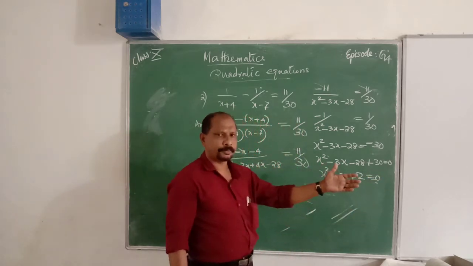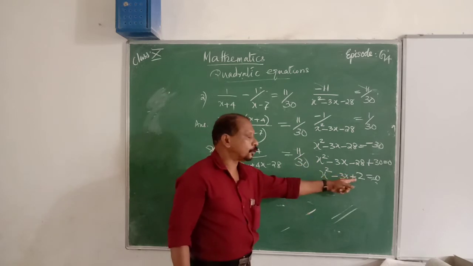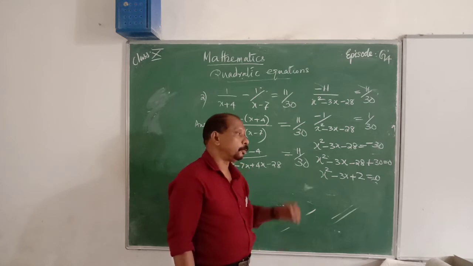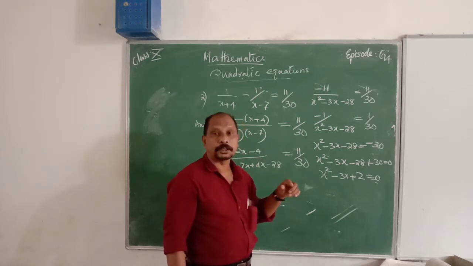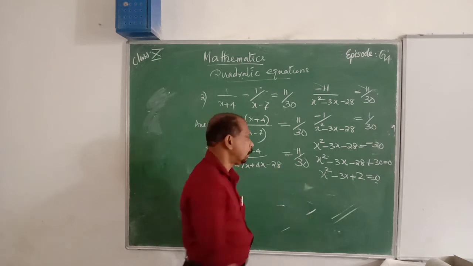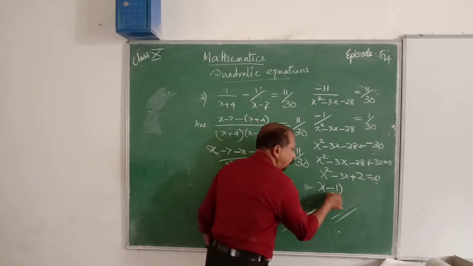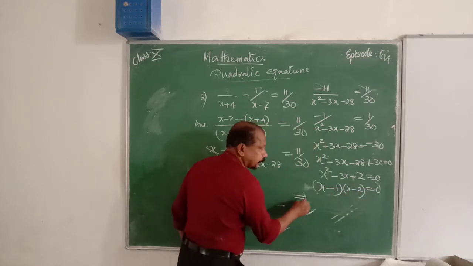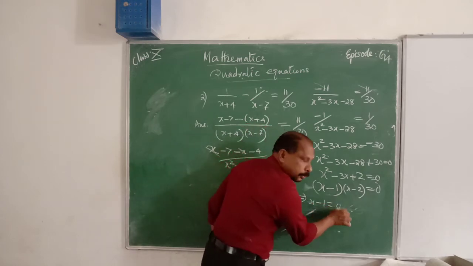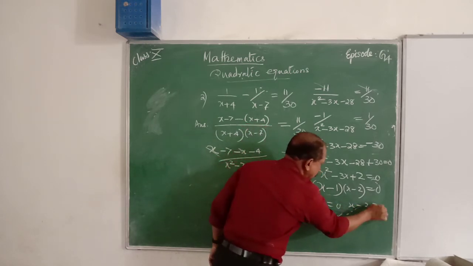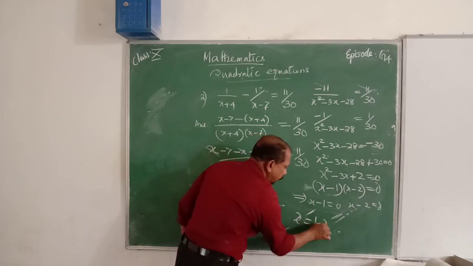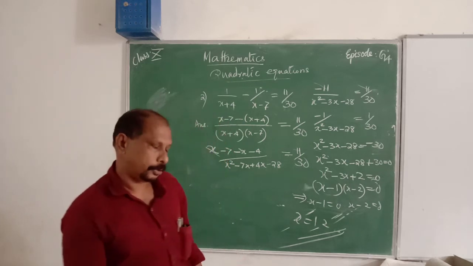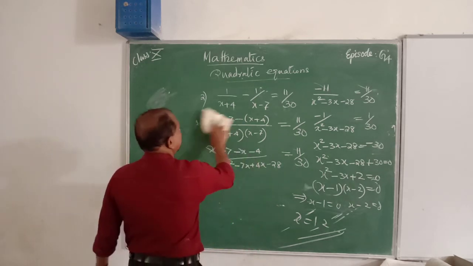This is simple form. We can factorize. That is, product is 2, sum is minus 3. 1 into 2 is 2, 1 plus 2 is 3. Minus 1 into minus 2 is 2, minus 1 plus minus 2 is minus 3. Therefore, it is (x minus 1) into (x minus 2) is equal to 0, which implies that x minus 1 is equal to 0, x minus 2 is equal to 0. Therefore, x is equal to 1, 2 are the solutions, the roots of the quadratic equation. Clear?